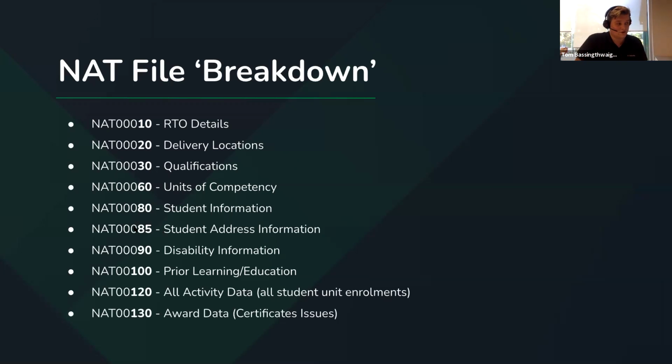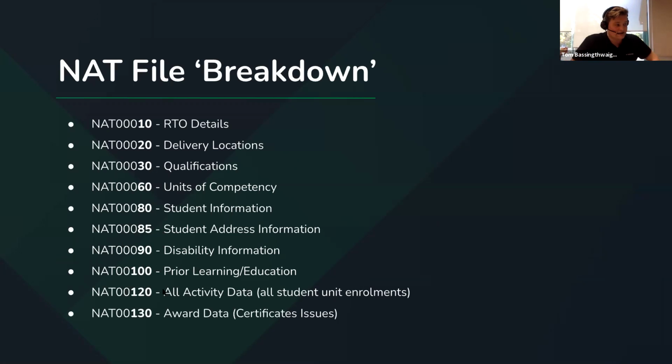So you're probably going to see quite a few errors in the NAT 85 just in your time working in the industry. The NAT 90 is all about disability related information. The NAT 100 is any prior learning that a student has undertaken is recorded in here.